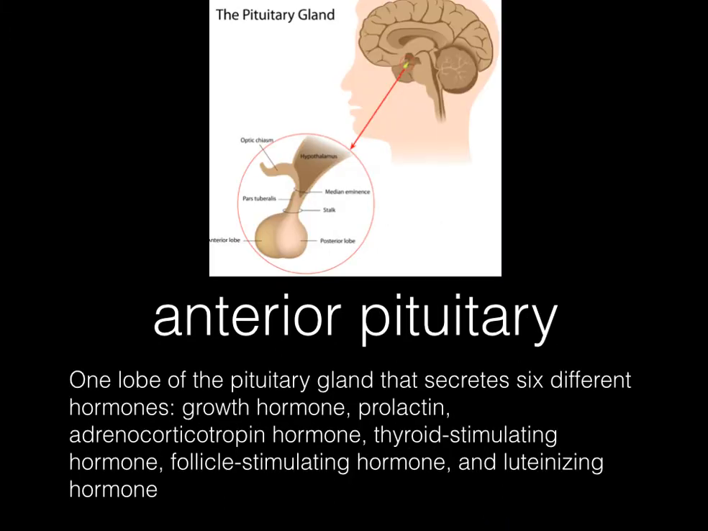The anterior pituitary, so you can see the pituitary gland up here, and we have an anterior lobe and a posterior lobe here. So this is the anterior lobe, so it's located right here. And it's one lobe of the pituitary gland that secretes 6 different hormones. So these are growth hormones, prolactin, adrenocorticotropin hormone, thyroid stimulating hormones, follicle stimulating hormones, and luteinizing hormones. So this has a lot of functions in the pituitary gland.